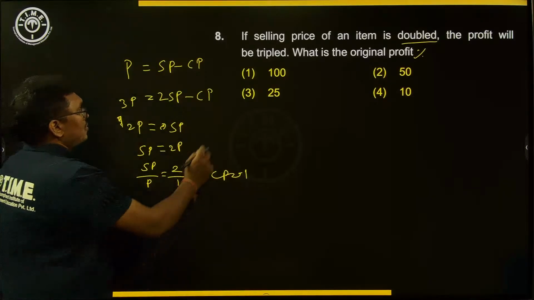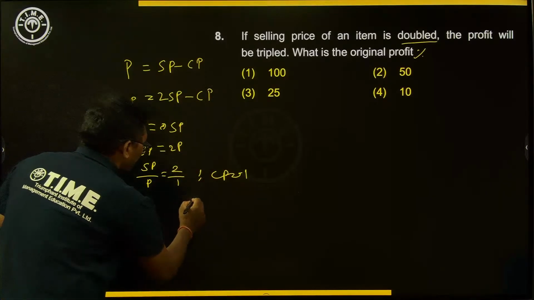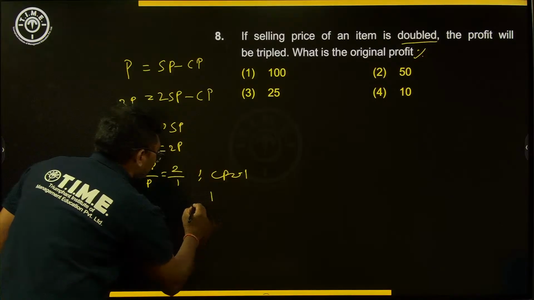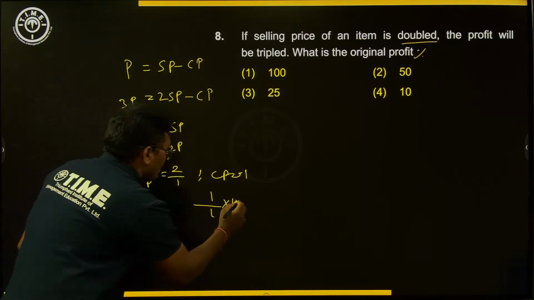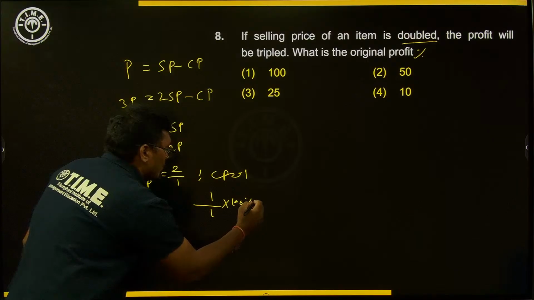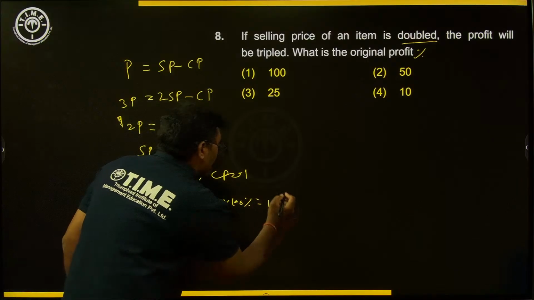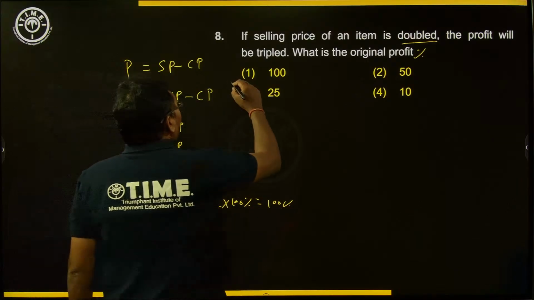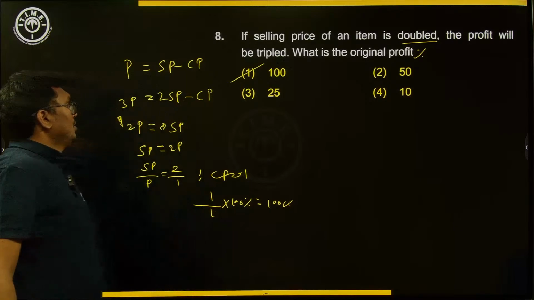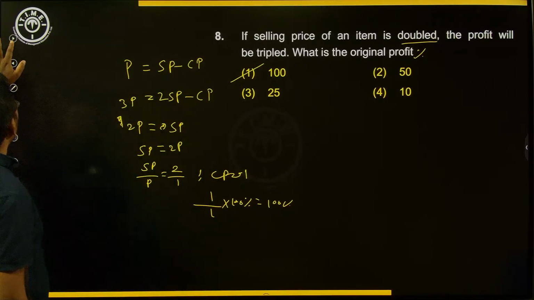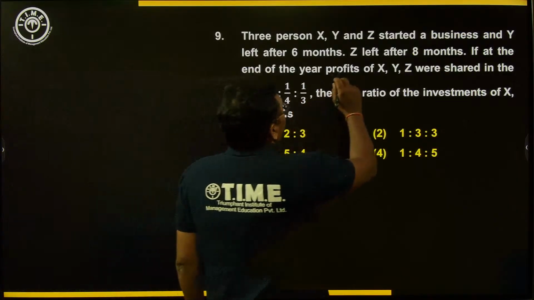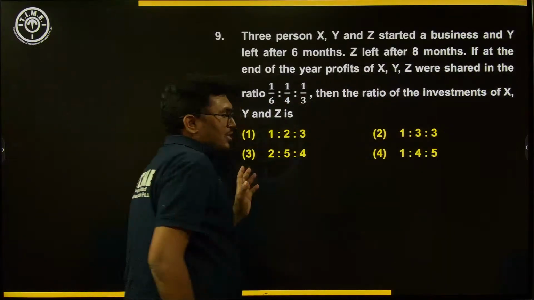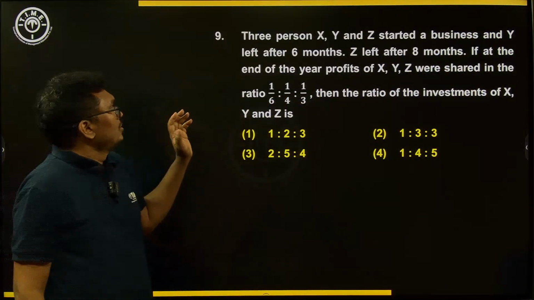So what do you have to find? Profit percentage. How will you find profit percentage? Profit is 1 and CP is 1, into 100%. So that means this is 100%. So choice 1, right? Next, question number 9. So 3 persons X, Y, Z started a business. So this is based on partnership. So what is given?